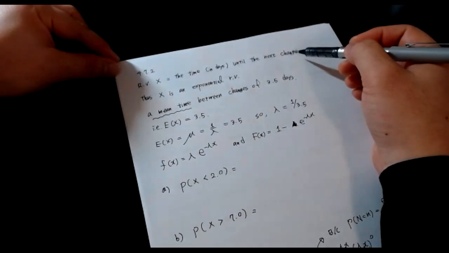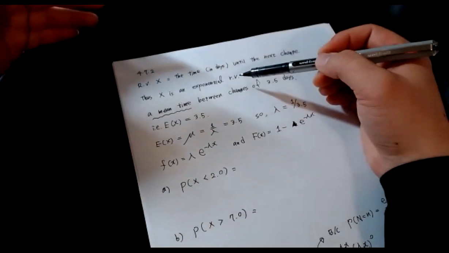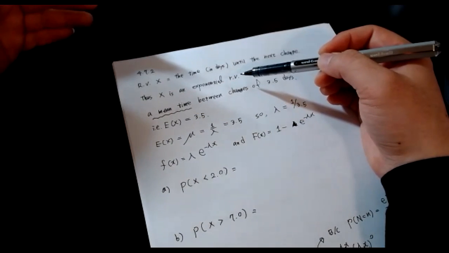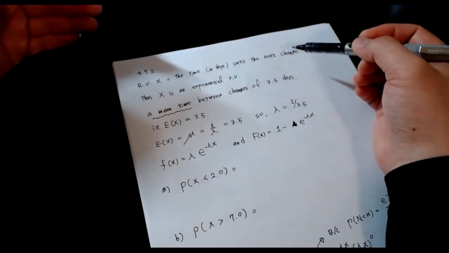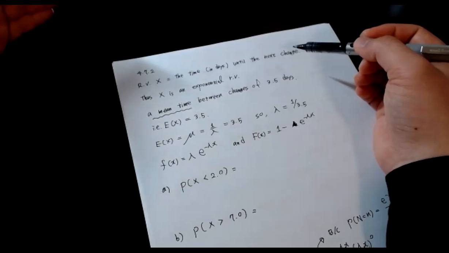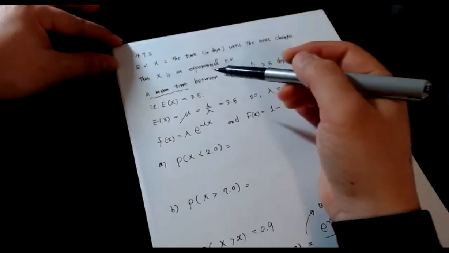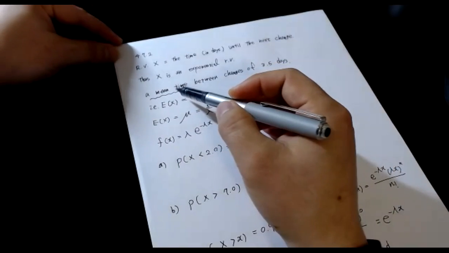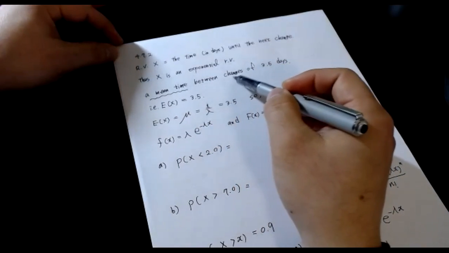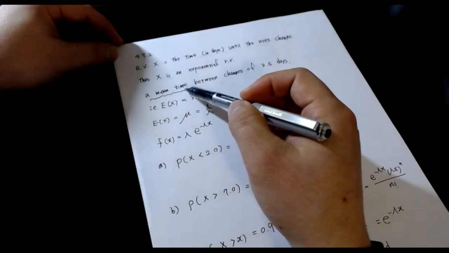So definitely X is an exponential random variable, because in an exponential distribution, the random variable X means the time or length until the first event occurs, normally the first success. Here in the problem, what is mentioned? Mean time between changes of 3.5 days. So mean time means what? This is the expected value, mu, right?